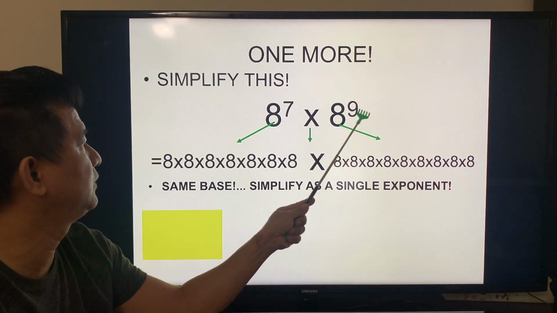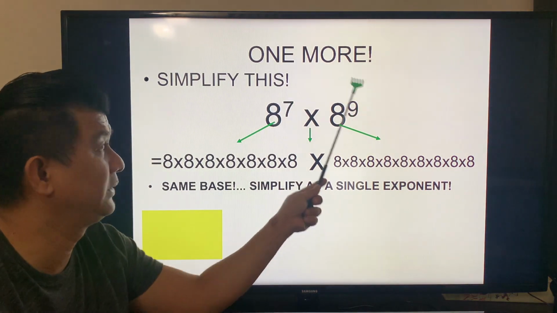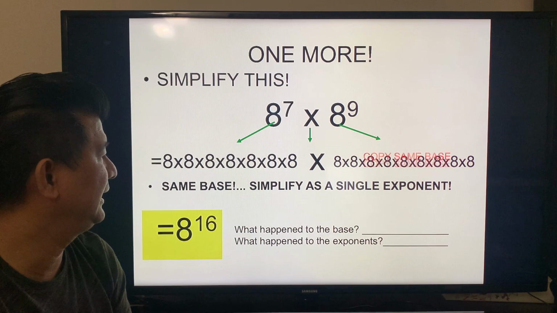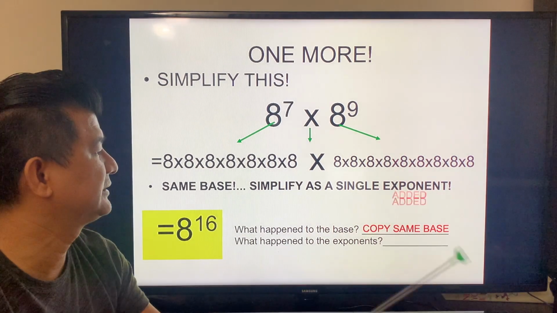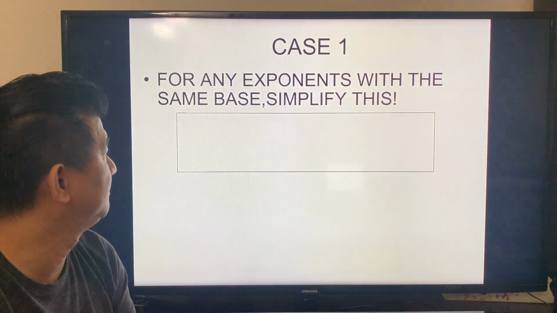And what exponent will we have? Count all of this individually. Or you could, what will I do with this 2? Yes, add it up and you get 16. Again, copy the same base and simply add the exponent. That is what you call rule number 1 in multiplying.